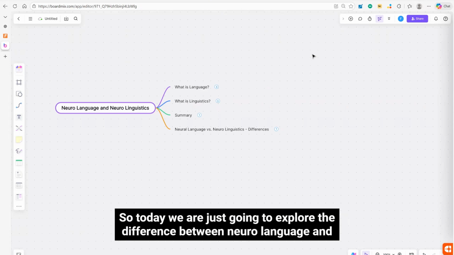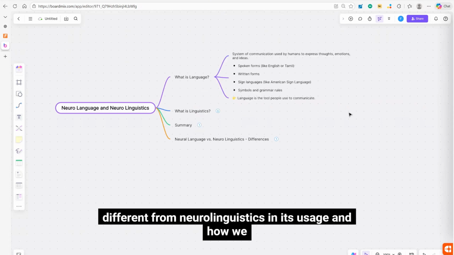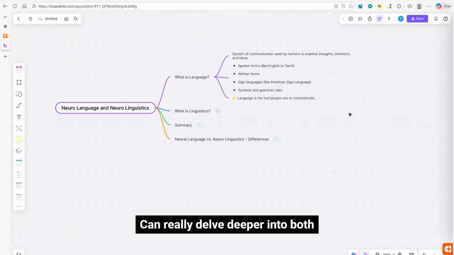So today we are just going to explore the difference between neuro-language and neurolinguistics, and this is a considerably theoretical topic wherein we'll be looking at how neural language is different from neurolinguistics in its usage, and how we can really delve deeper into both. Okay, so what is language?